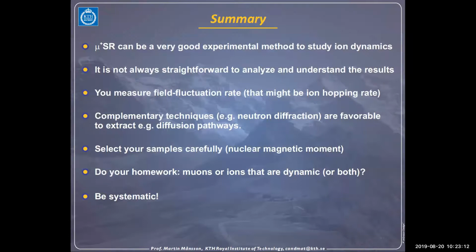Complementary techniques, and I think I pushed this quite hard, for instance neutron diffraction or synchrotron or whatever, are really favorable, for instance for tracking the diffusion pathways. Select your sample carefully, nuclear magnetic moment, and so on. Also check them, and talk to your sample provider before you waste muon lead, like I did. Do your homework. What can you expect about stable muons or not stable muons and so on. If you go for dynamic, it's of course not impossible, and sometimes you can even use the muon being dynamic in your system as a model.